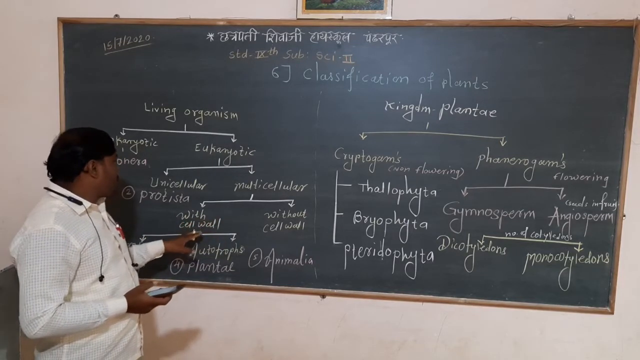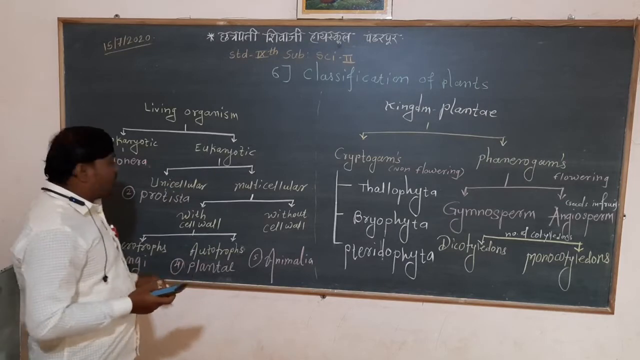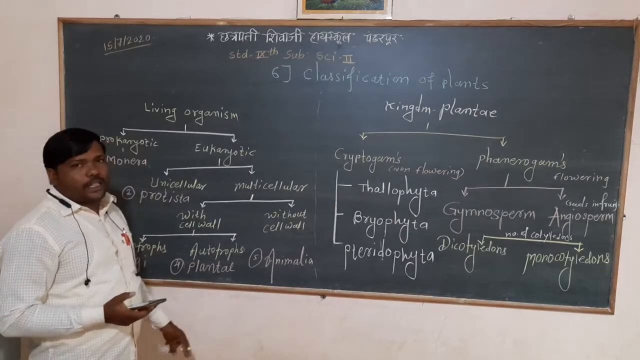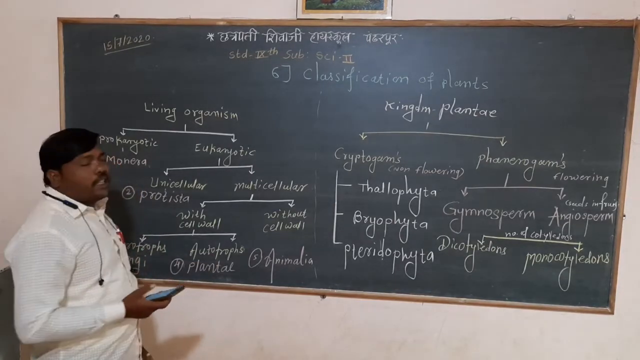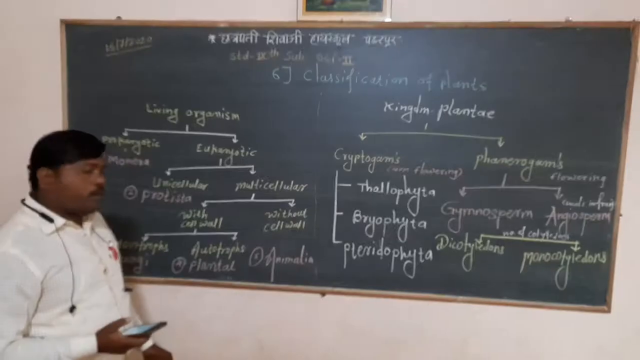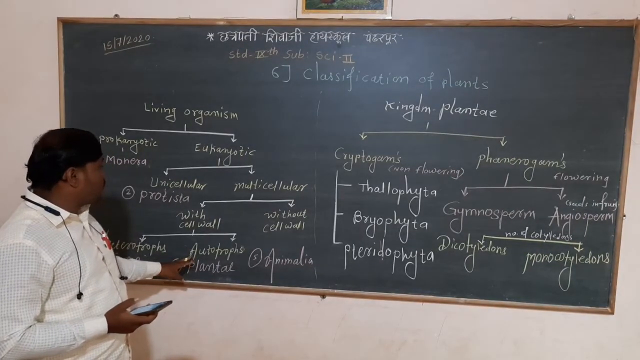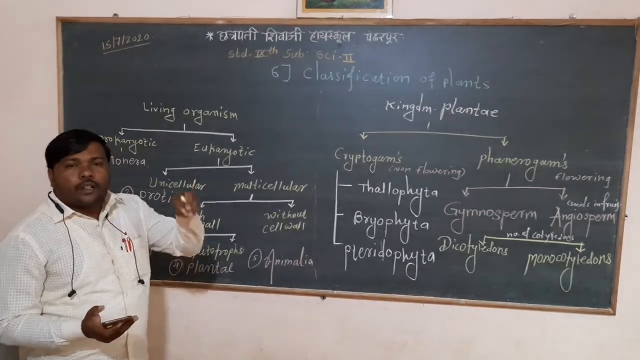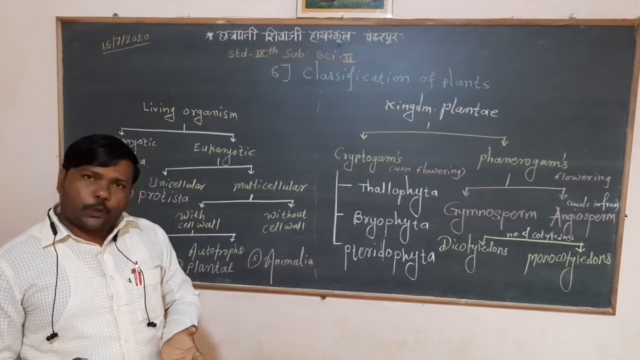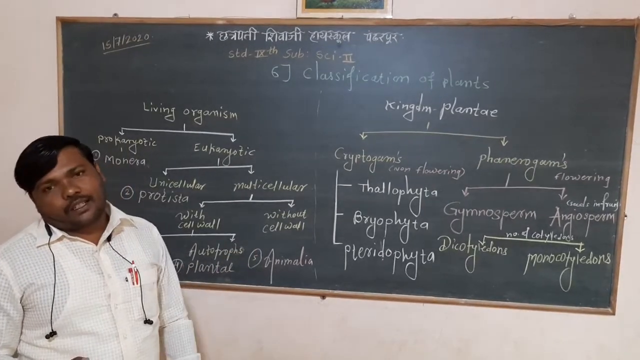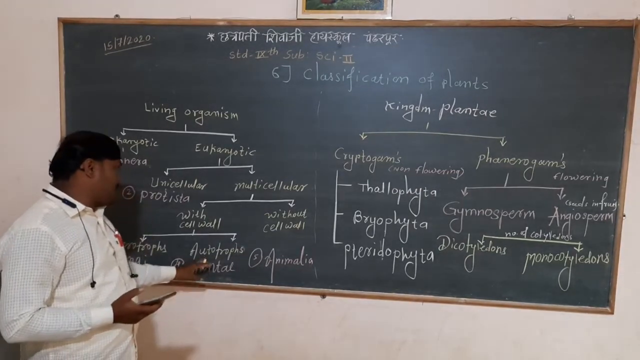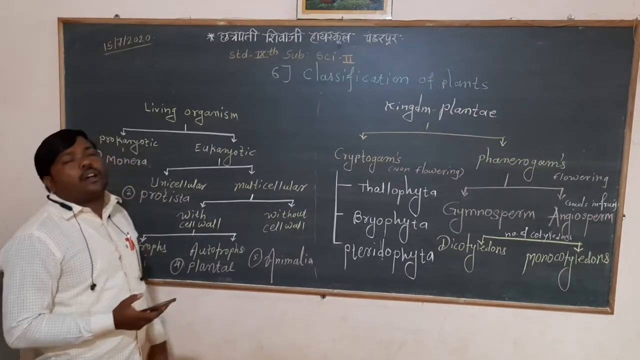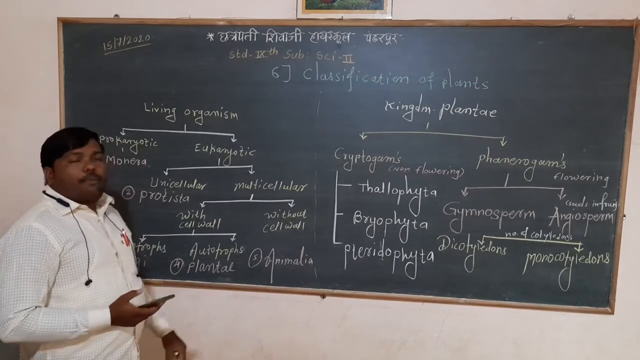And among those with a cell wall, there is again the mode of nutrition. The plants make their own food material, but fungi do not make their own food material, and due to this reason there are two groups. Those which can make their own food material with the help of chloroplast, through the process of photosynthesis, are autotrophs, and they are grouped in a separate group, the kingdom Plantae.